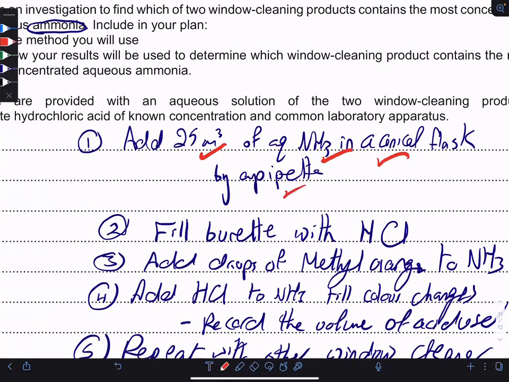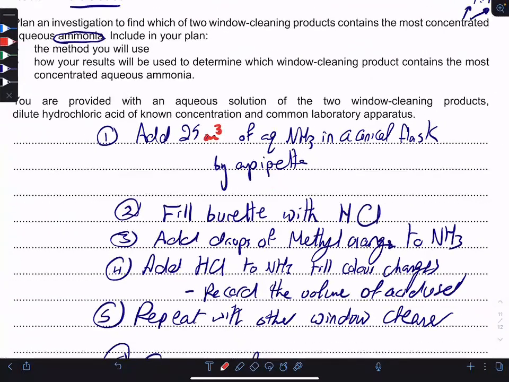First of all, you will add a known volume of ammonia to a conical flask by a pipette. That's the first mark. 25 cm cubed, or any volume you like, of aqueous ammonia in a conical flask. This is a mark by a pipette. Fill the burette with HCl and add drops of methyl orange to the ammonia. Please always say methyl orange, not universal indicator, because universal is not preferred in titration as it gives many color changes which can confuse the person doing the experiment and make him pass the endpoint.